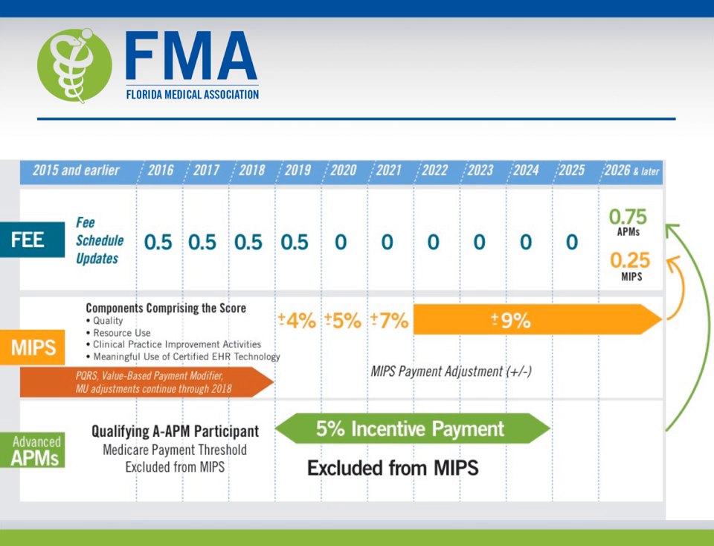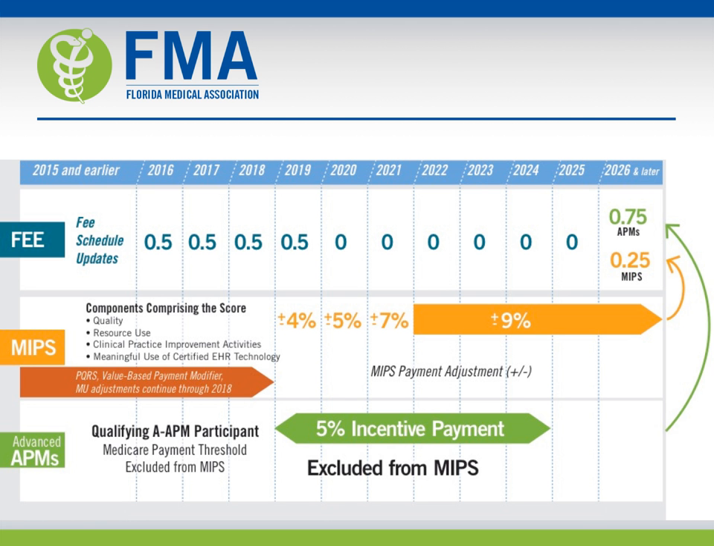So you can see on this slide there are 3 rows of information. The first row of information explains fee schedule updates to the Medicare conversion factor. These are the statutory payment updates that MACRA has implemented that will replace the SGR. As you can see, from 2016 through 2019, a 0.5% payment update will be implemented as a result of MACRA.